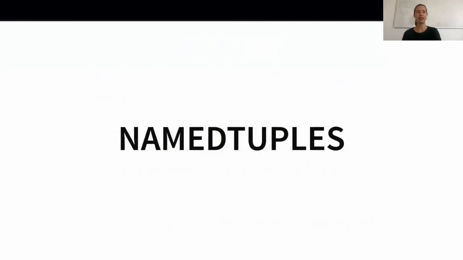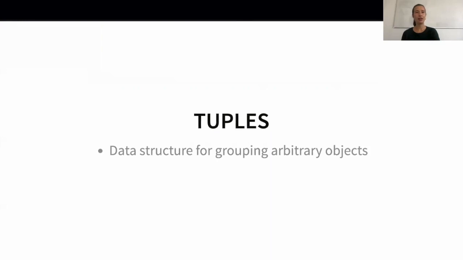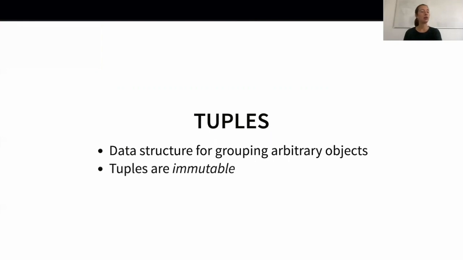Okay, going on to the next section, where we will take a look at namedtuples. Before looking at namedtuples, we should review what a tuple is. In Python, a tuple is a simple data structure that can be used for grouping arbitrary objects. Important to know is that tuples are immutable. That means that once a tuple has been created, it cannot be changed anymore.